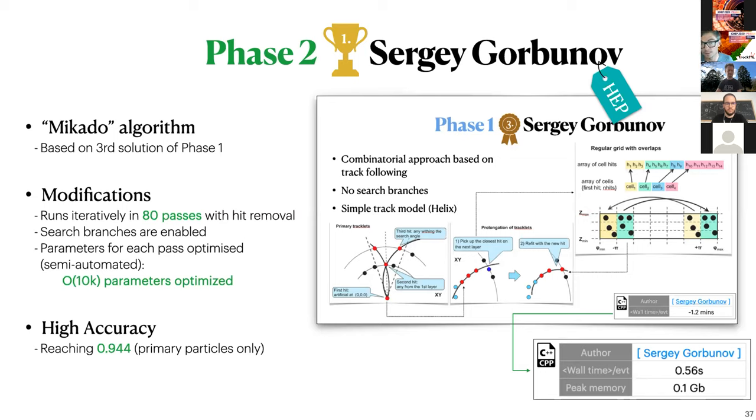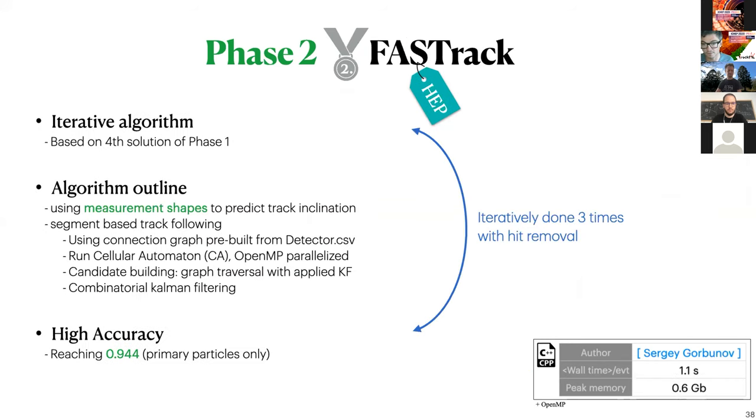The winning solution was Sergey, who came third in phase one. He took the same algorithm, ran it iteratively 80 times, and wrote a massive parameter optimization. So he optimized roughly 10,000 parameters in order to not do any wrong lookups, etc. And he sped up his algorithm to become into a hertz level, which is an amazing achievement. So less than a hertz is running half a second for this.